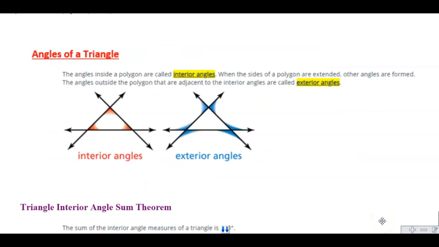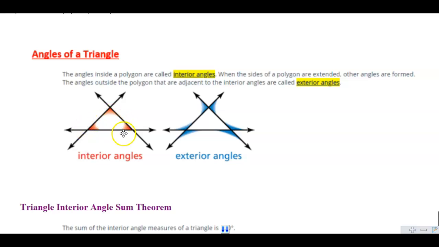Let's start off with identifying what interior angles and exterior angles are when we're talking about a triangle. The way we look at a triangle is it's a polygon that's created using three sides. These three sides can be extended in the form of lines to create more than just the three angles that we see inside the polygon.